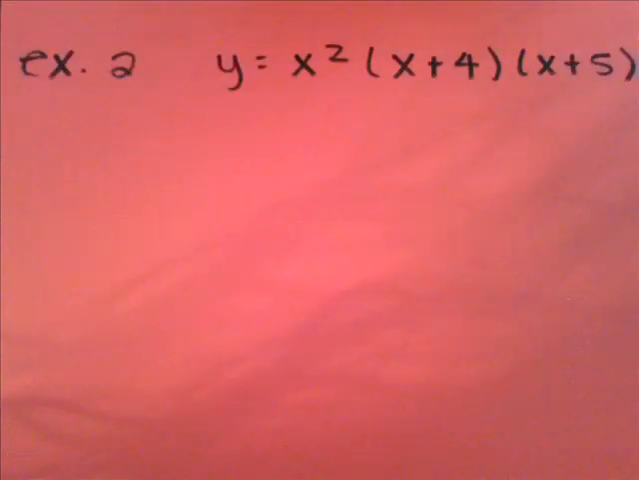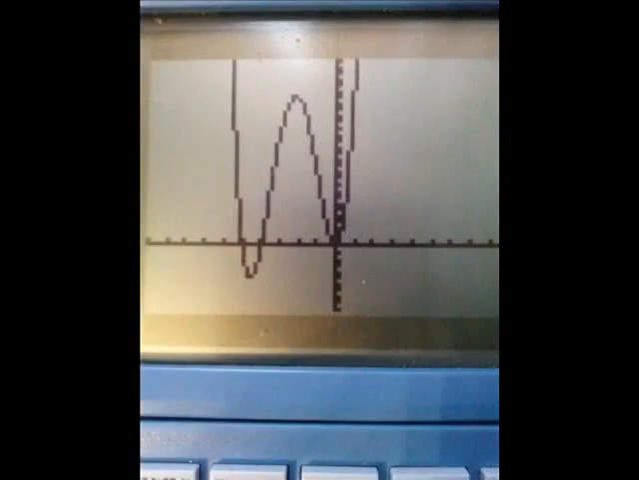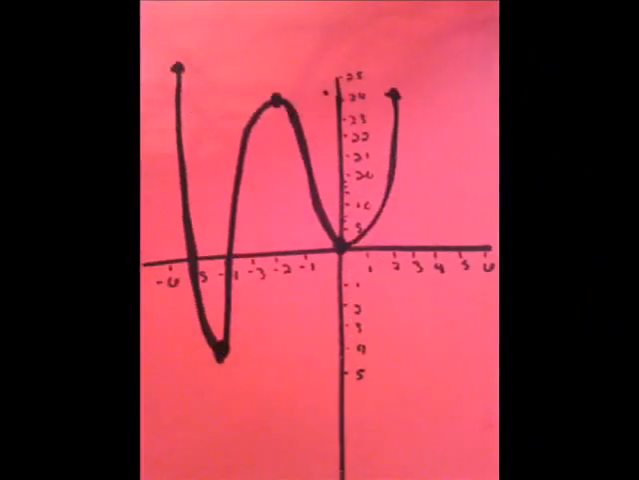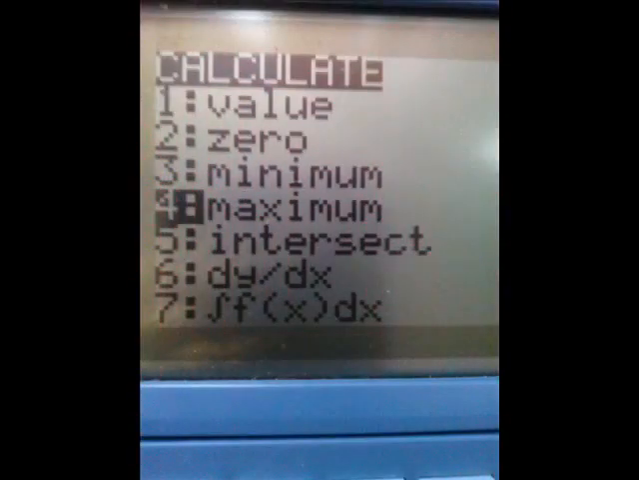Your next example is y equals x squared, x plus 4, x plus 5. Here's an example of what the graph should look like. You may have to adjust your screen to see the whole graph. To determine the increasing and decreasing points of this graph, you can use your graphing calculator. Press second, calculate, then you can scroll down to the minimum or the maximum. Start off with the minimum since your first point is decreasing.